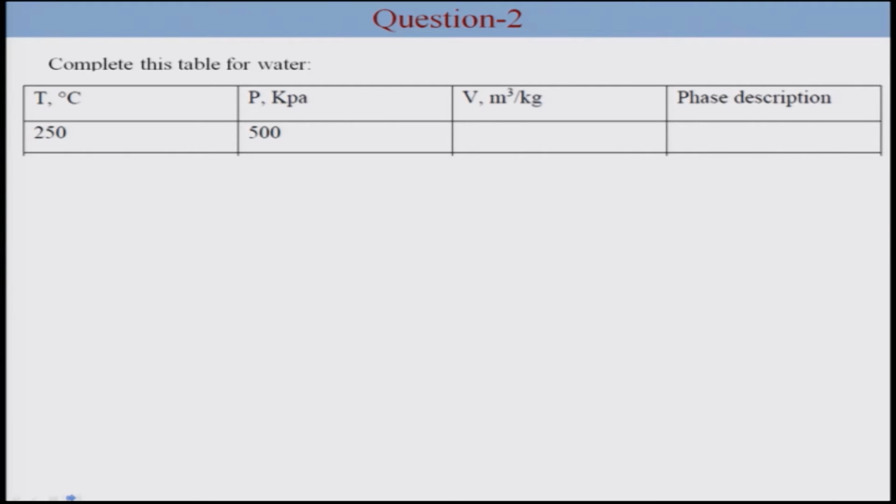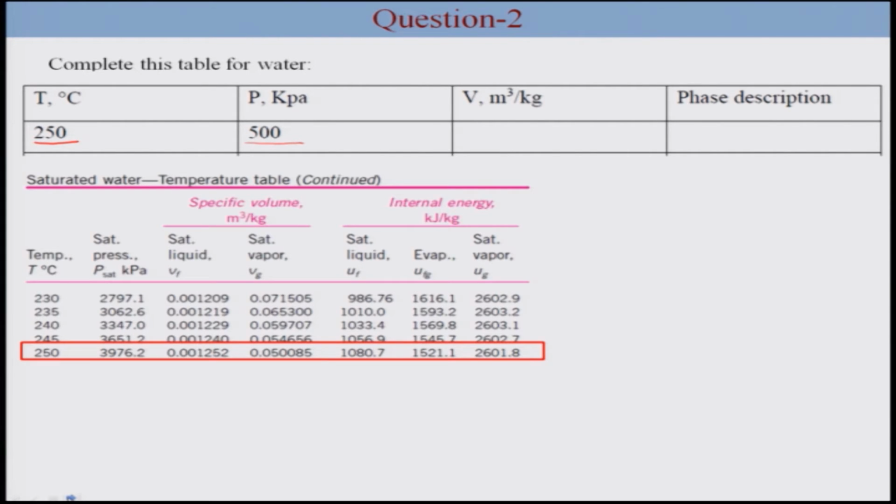In the next case, the temperature is given as 250 degree Celsius and pressure is 500 kilopascal. So, if we look into saturated water table at 250 degree Celsius, saturation pressure is 3976.2, P saturation is much greater than the applied pressure P, which is 500 kilopascal. It means that the water is in superheated state.